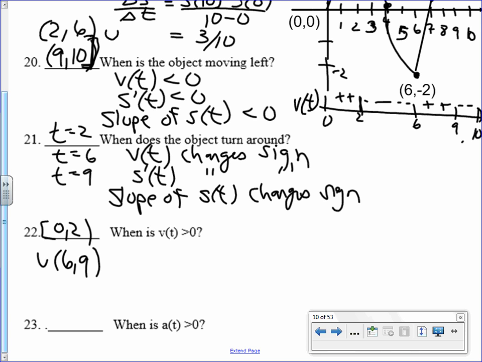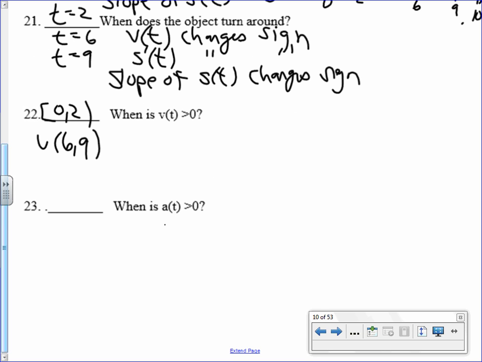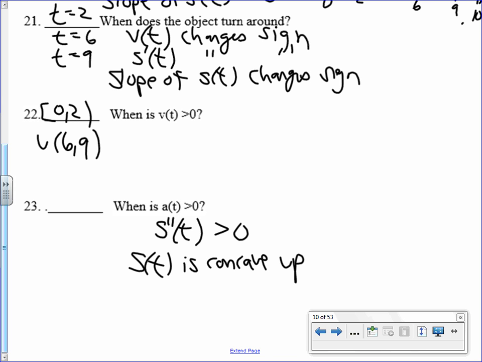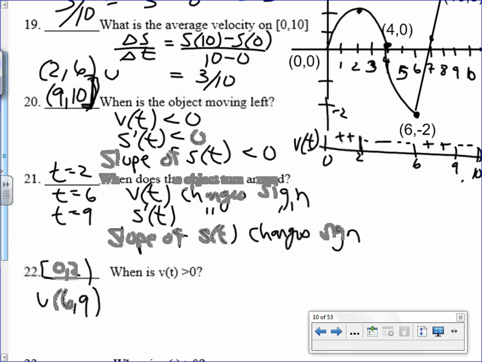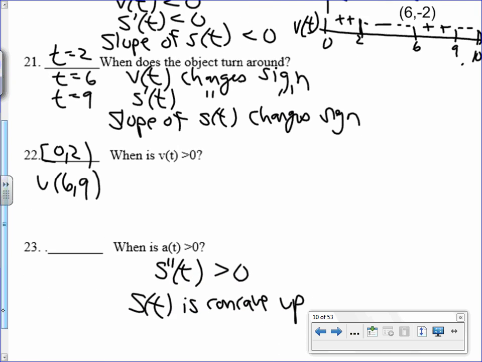When is acceleration positive? Again, related to what you have, that's when the second derivative of position is positive. The second derivative is positive when the graph is concave up. So you're looking where the graph of s of t is concave up. If you look at your graph, it's concave up from t equals 4 to t equals 6. So from 4 to 6.